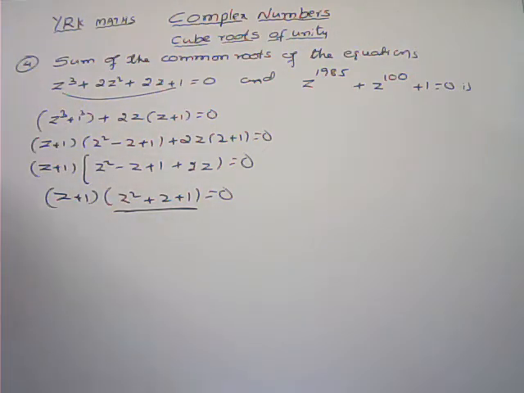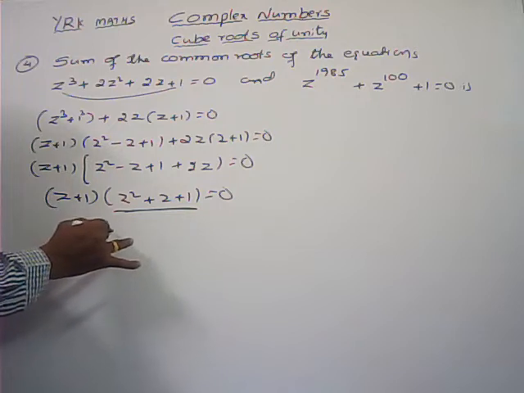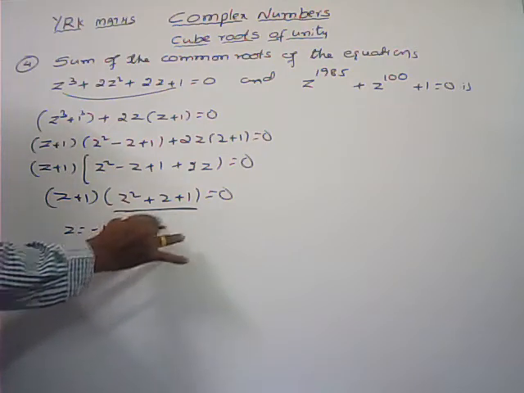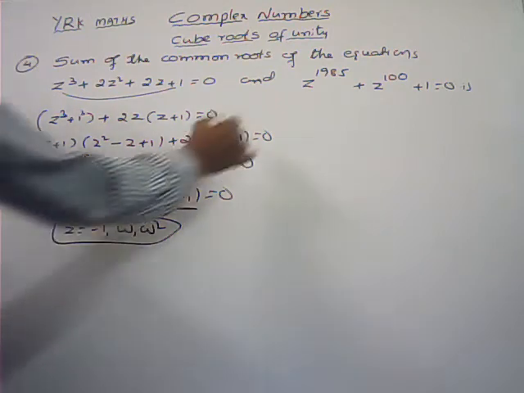That is the quadratic equation in terms of x square plus x plus 1 equals to 0. We got the roots of that equation, omega and omega square. And here z is equal to minus 1, omega, omega square. These are the roots of this equation, first equation. Now, out of these three, how many are satisfying the second equation? Now, here you can check that one.